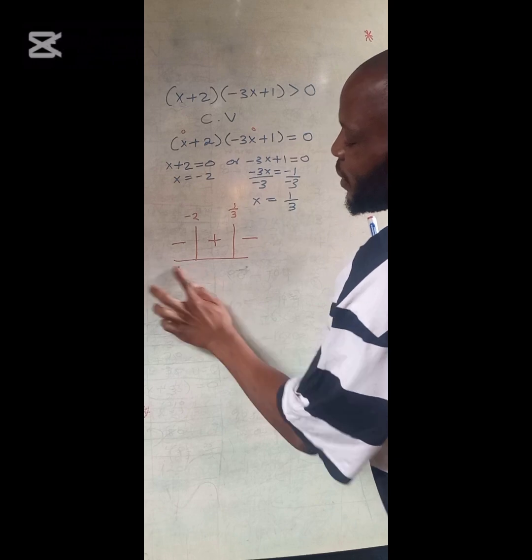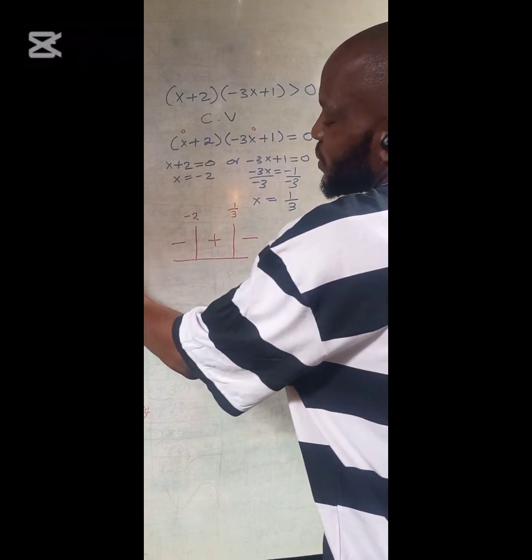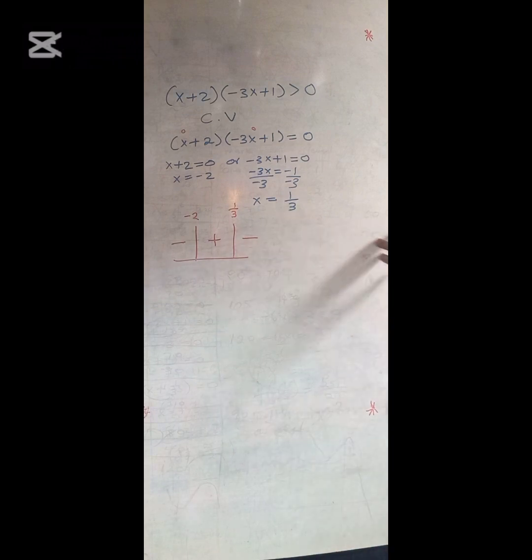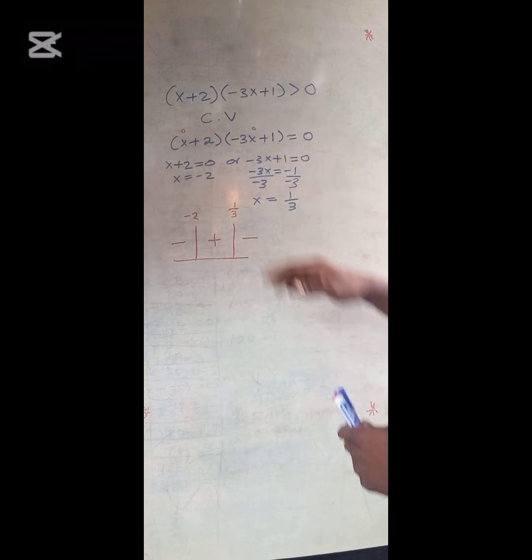They alternate, right? So you can check it. You can choose any value that is less than negative 2, and it will give you a negative value. Any value that is greater than 1 over 3 will also give you a negative value. So we go back here.